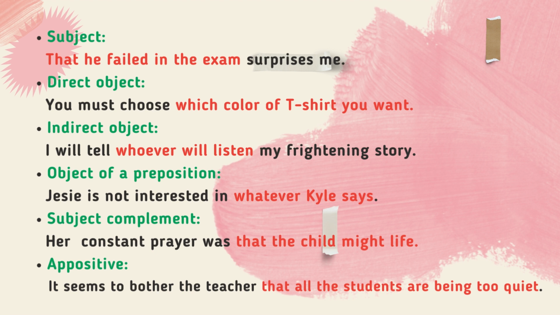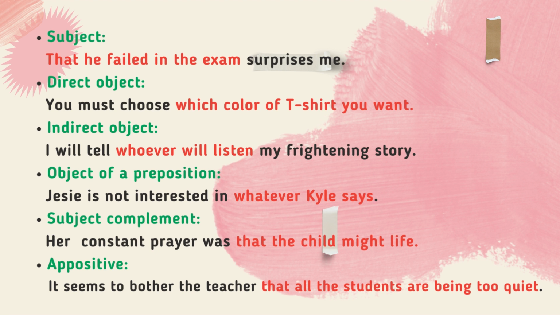You must choose which color of t-shirt you want. In this sentence, which color of t-shirt you want is a noun clause, and it plays a role as direct object because it is introduced after the verb and receives the action of the verb.